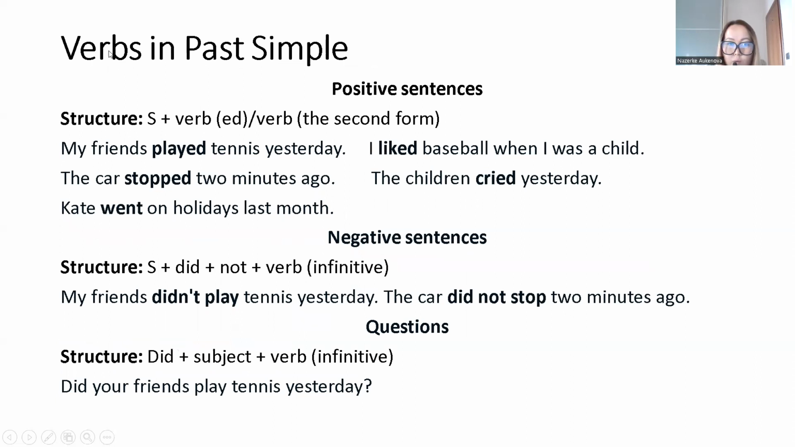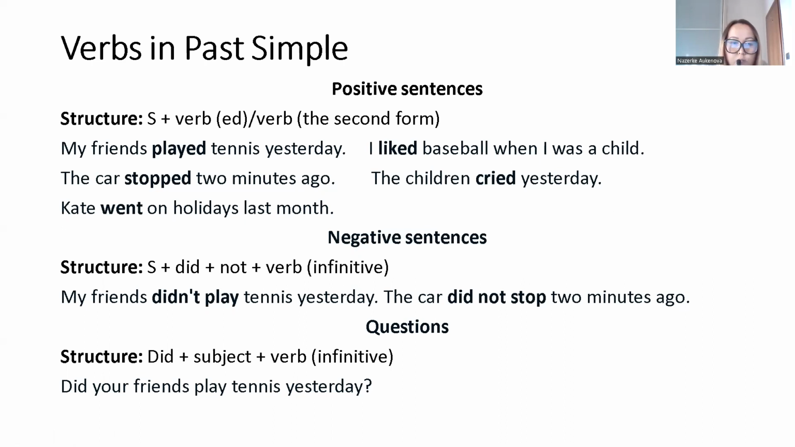Okay, so we have different types of verbs like regular and irregular verbs, right? So let's talk about this in past simple. Positive sentence follows the structure. First, we have to use subject, okay? And then verb, we need to add ending ed to the verb if it's regular. Or if it's irregular, we have to use the second form of the verb, like go, went, or let's say be, was, were, okay?